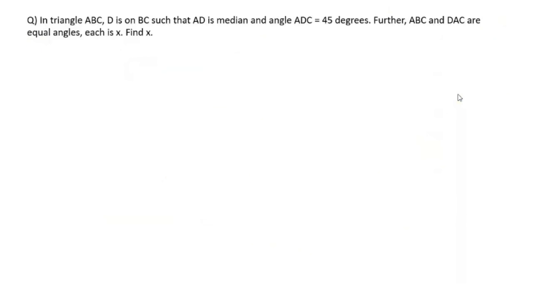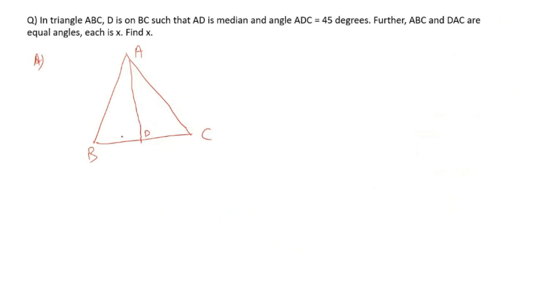So for a last question on the topic of triangles, right? So this is basically in triangle ABC, D is on BC such that AD is median and angle ADC is 45 degrees. Further, angles ABC and DAC are equal, each is X, find X. So it looks like a short question, and actually, as a matter of fact, it is. But basically, again, just to start on the diagram, right? So D is on BC such that AD is median. Okay, even better.